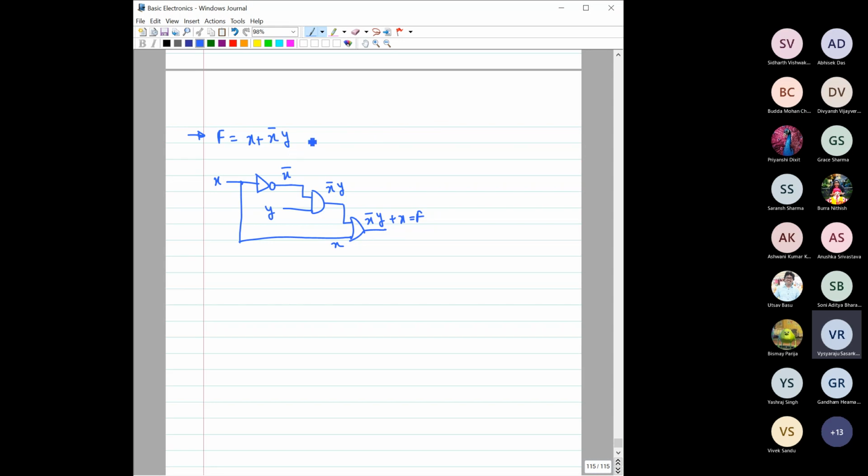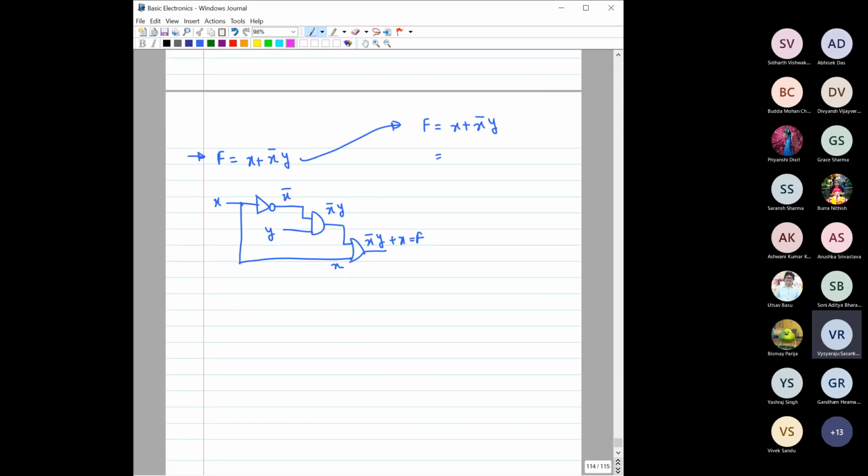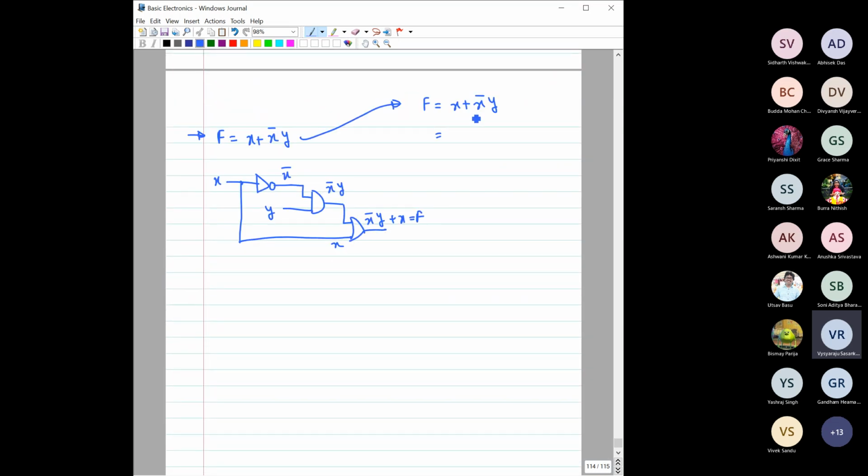Okay. Now let's see whether we can do something to this expression based on the Boolean algebra postulates that we have learned. So let us use this postulate here: x plus yz equals x plus y into x plus z. Okay, so let us use this. It is x plus, remember this is x bar y, so it becomes x plus x bar, then x plus y, right?